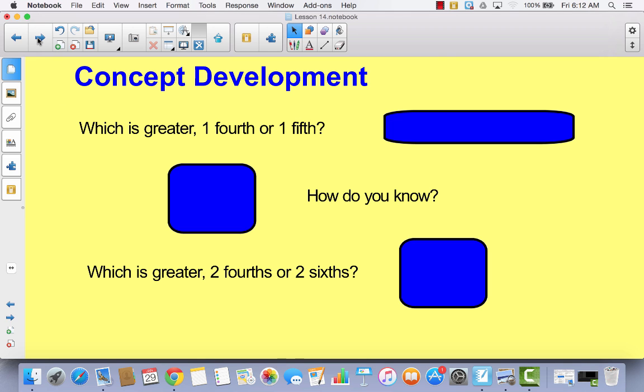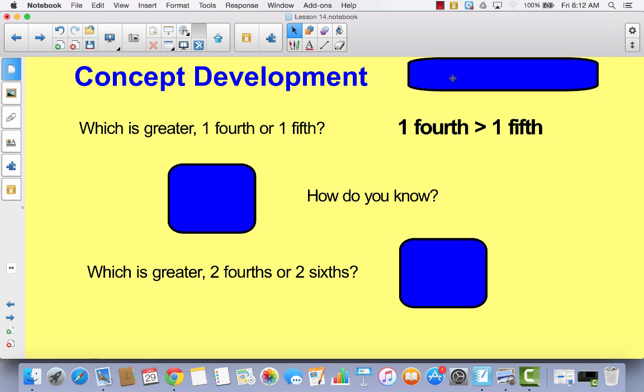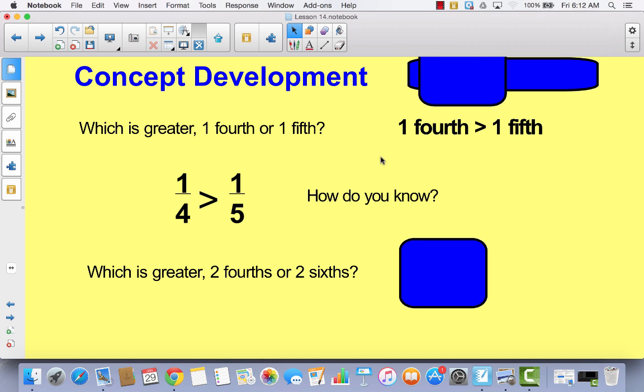So if your denominators are the same, then they're easy to compare. All right, so let's think about something a little bit different here. What if your denominators are not the same and you're trying to compare 1/4 and 1/5? Which would be the greater? Well, most fourth graders are going to say, well, 1/5 is bigger because 5 is bigger than 4. But actually, 1/4 is greater than 1/5. And here's how you know.